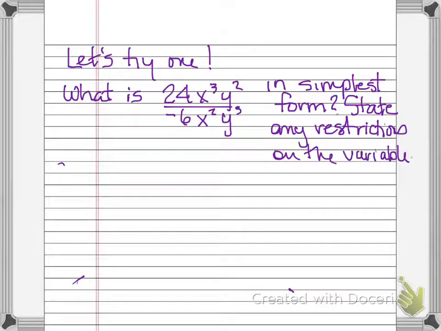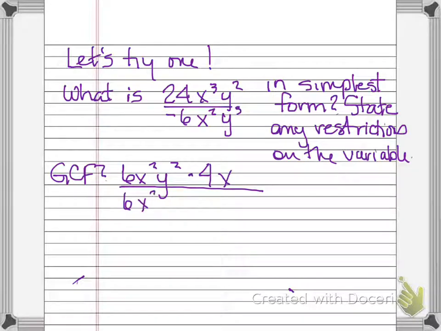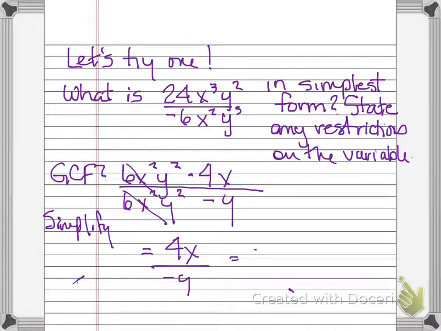So the first thing we're going to do is factor out our greatest common factor. And we find that 6x squared y squared is our greatest common factor. You have it both in the numerator and in the denominator. We're going to simplify that, and we find that its simplest form is negative 4x over y.